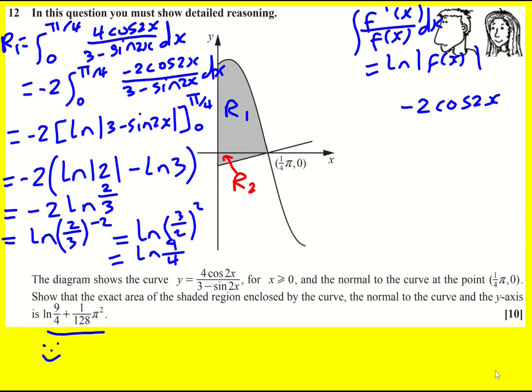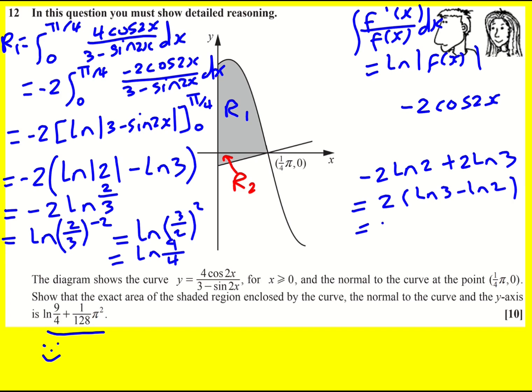Let me just add that if you don't like what I did here, then you could expand it to make it minus 2 ln 2 plus 2 ln 3. And then you could factorize the 2 out and write it as ln 3 minus ln 2. It's just a way of dealing with the negative in a slightly different way. We're going to get the same answer, but I just wanted to make that comment.